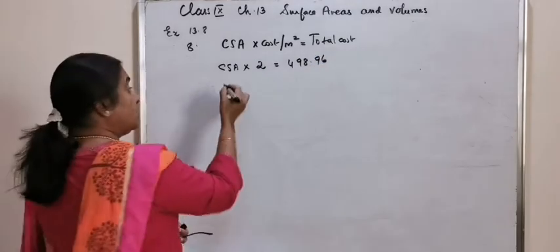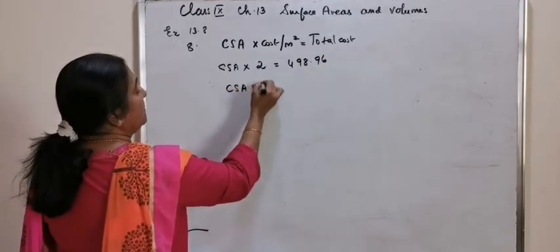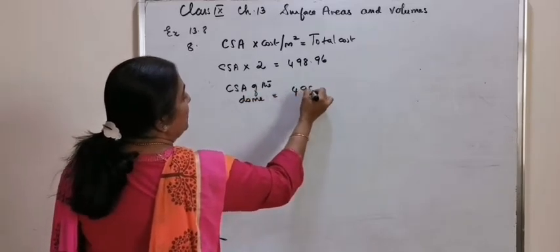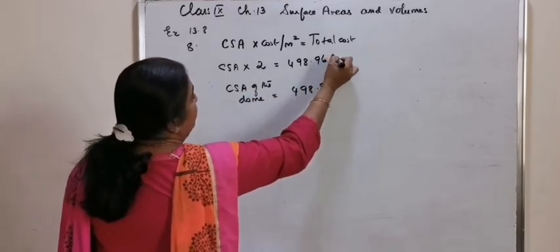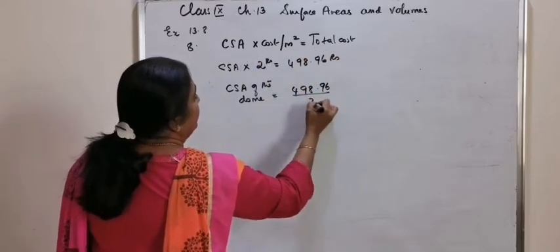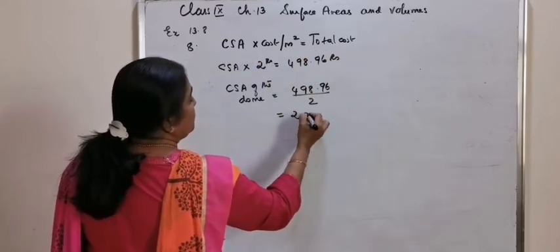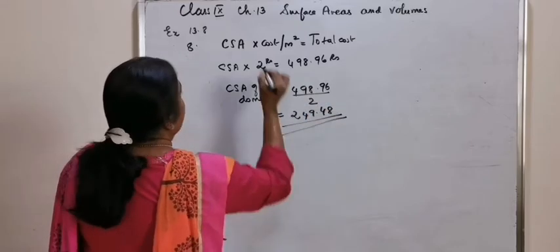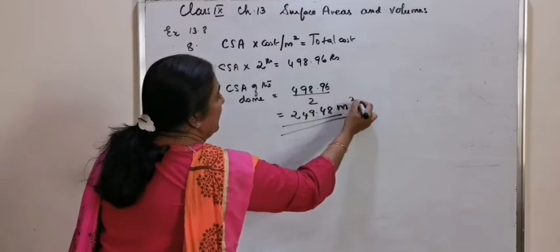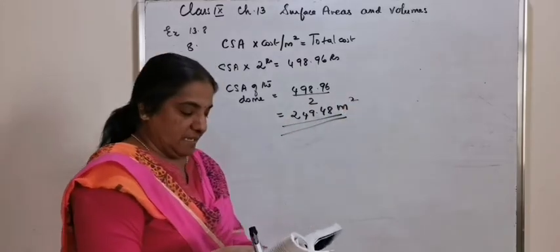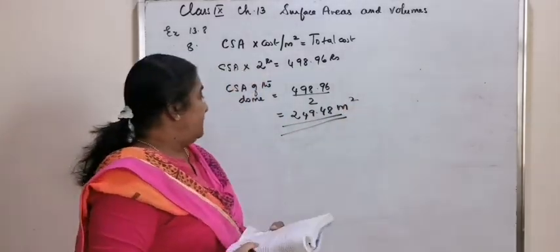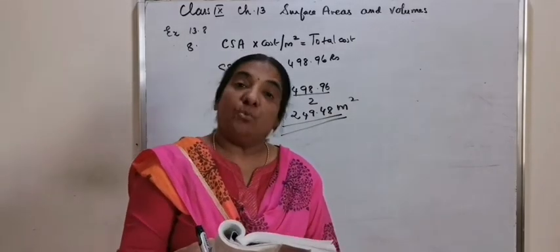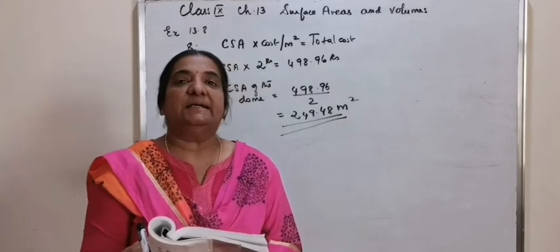So curved surface area multiplied by cost per meter square, rupees 2, is equal to the total cost, given as 498.96. So the curved surface area of the dome is equal to 498.96 divided by 2, which is equal to 249.48 meter square. Now the volume of air inside the dome.